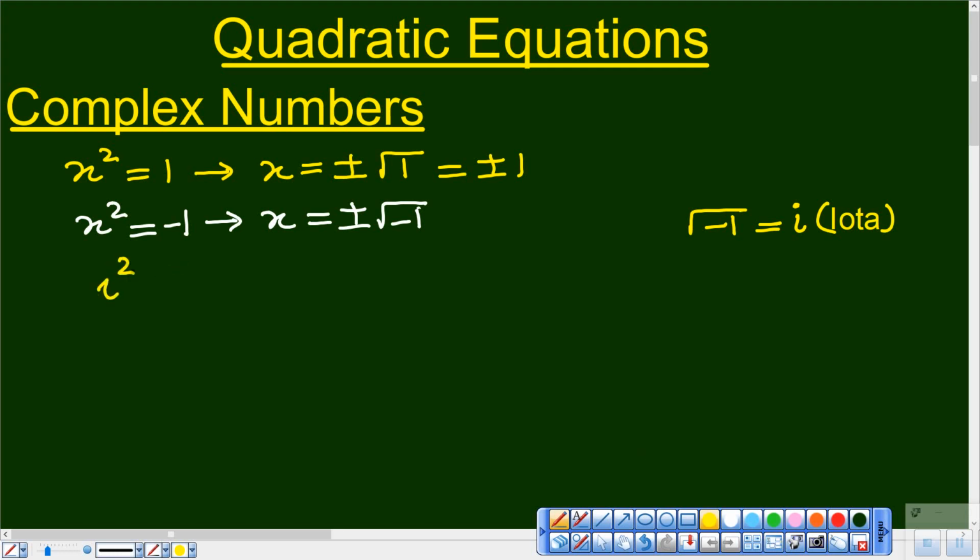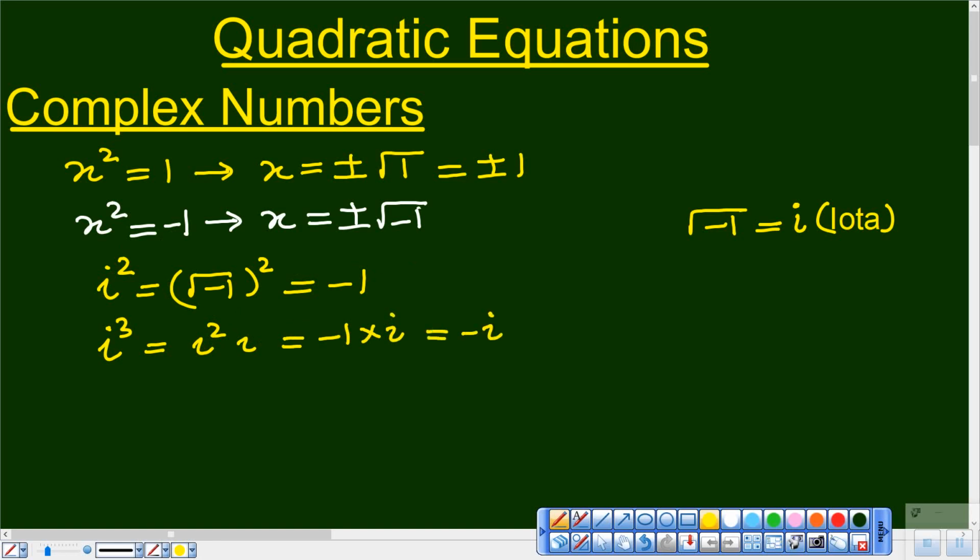Like if I want to compute i square, then it is nothing but the square root of minus 1, whole square, and you know that square and square root are inverse of each other, they neutralize each other, and I get minus 1. That means i square is equal to minus 1, which is so apparent from here also. If I want to compute i cube, then it is i square into i. Now you know that i square is equal to minus 1. That's why it is minus 1 into i, which is minus i, right?